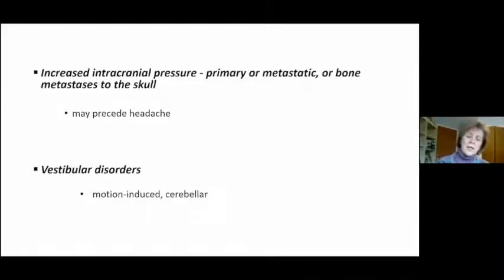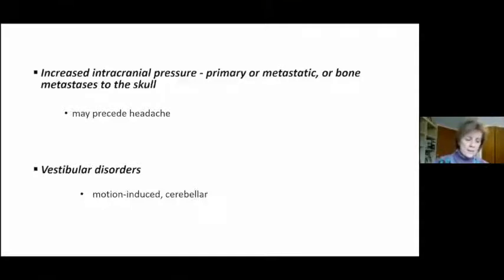The next major category is brain involvement. So increased intracranial pressure, either from a primary brain tumor or metastatic, or from bone metastases to the skull that have started to press on the brain. And sometimes you'll get the nausea and vomiting from brain involvement before you get the headache, which is common.